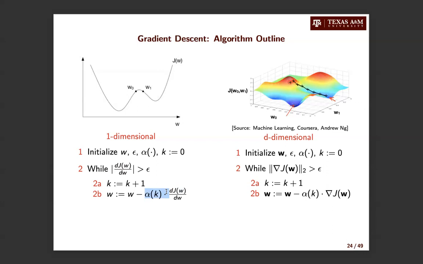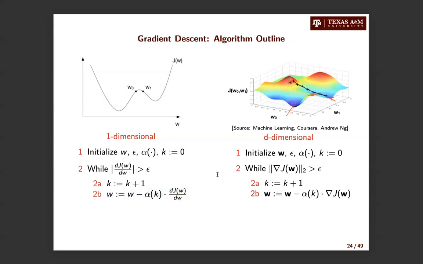So here we can see essentially that at every step, we move w towards the opposite direction of the gradient. And by doing so, eventually we can find a local minimum to our problem.